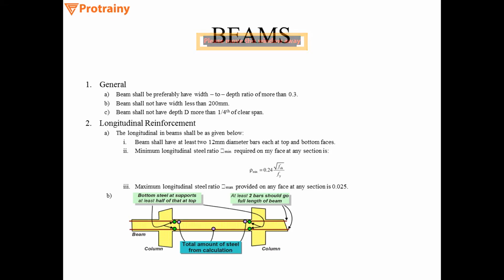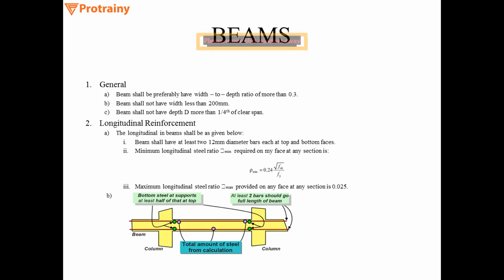The second point is, beam shall not have a width less than 200 mm. On site, there are very rare conditions when a beam width of less than 230 mm is designed. Most of the time, beams are designed with a minimum width of 230 mm, but as per the code, that can be decreased up to 200 mm. Coming to another point, beam shall not have a depth more than 1/4 of the clear span.